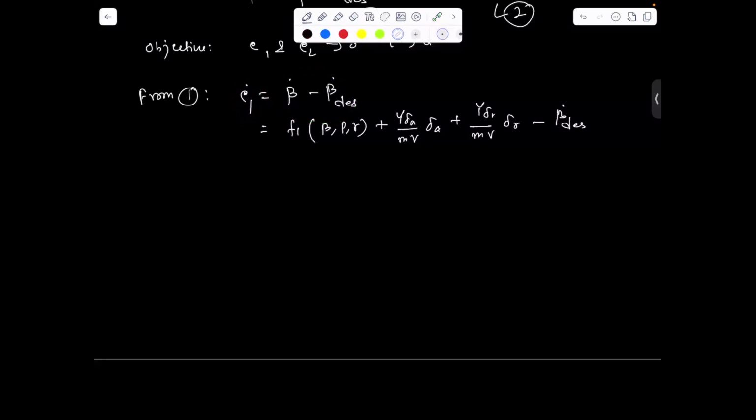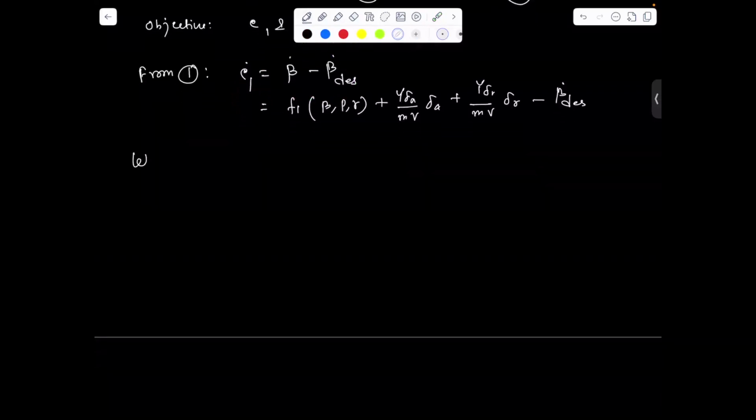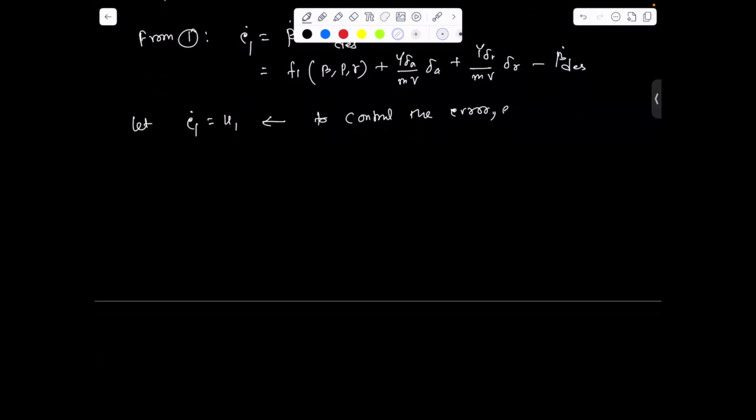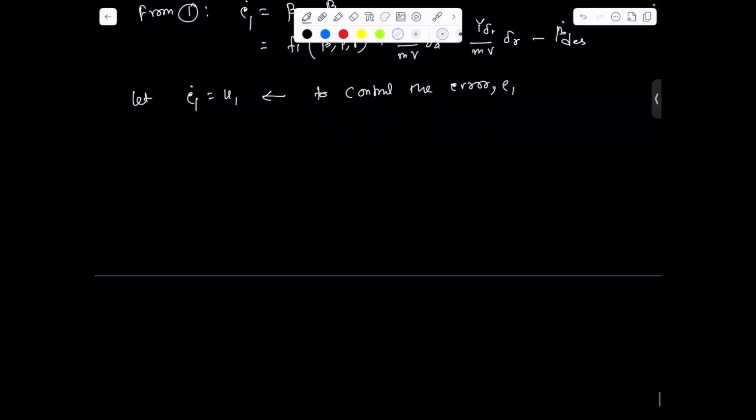Okay, so here what we're going to do is let E1 dot equal to U1. So this is basically to control the error, E1. And from this, now let us choose U1 in such a way that this can be achieved.